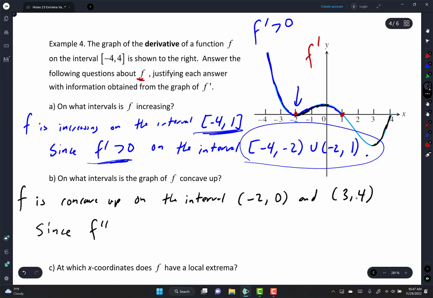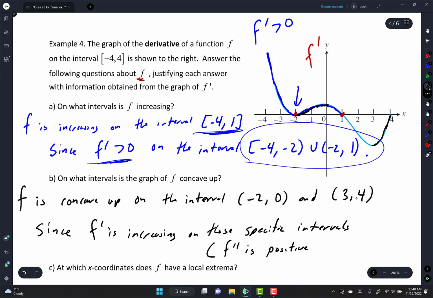Since f prime prime, no, you know what? I'm not saying f prime prime. Since f prime is increasing on these specific intervals, and I'm going to put a parenthesis, I'm going to say f prime prime is positive. Close parenthesis.